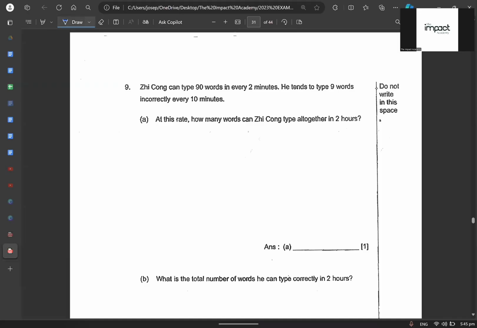Oh, this is a rate question. Let me say this again. This is a rate question. Let's read the question first. Zicong, what can he do? Very good. In 2 minutes, he can type how many words? How impressive. You think you can type faster than him? You don't know, huh? Okay, very good.